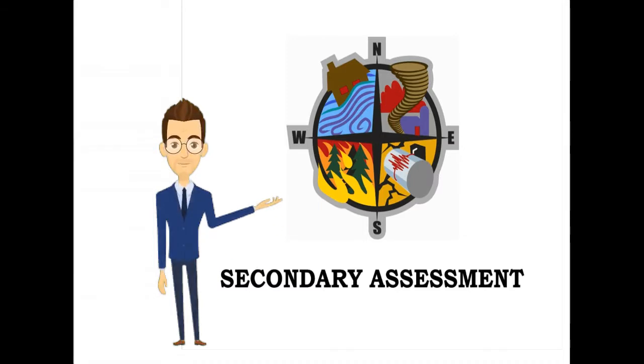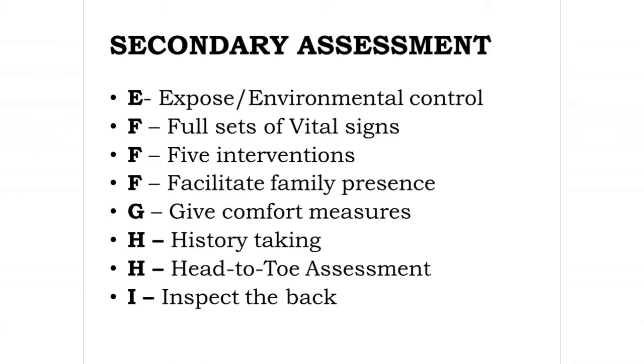Next is secondary assessment. The secondary assessment is a brief but thorough systematic assessment designed to identify all injuries. The steps include expose/environmental control, full set of vital signs/five interventions/facilitate family presence and give comfort measures, history taking, head to toe assessment and inspection of posterior surface.